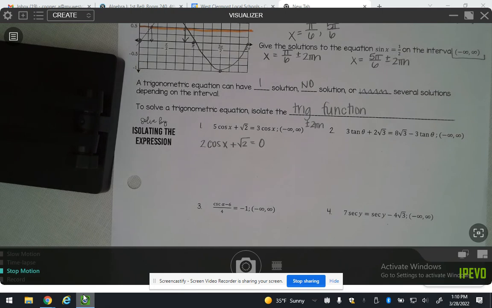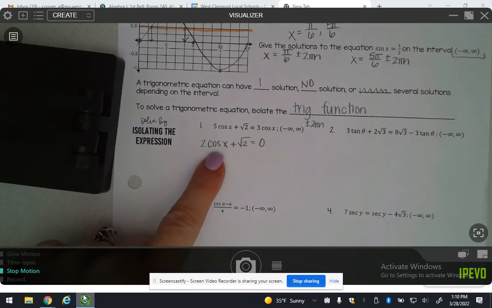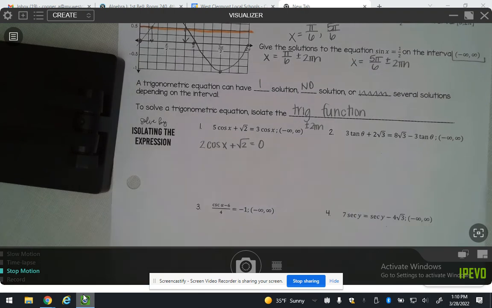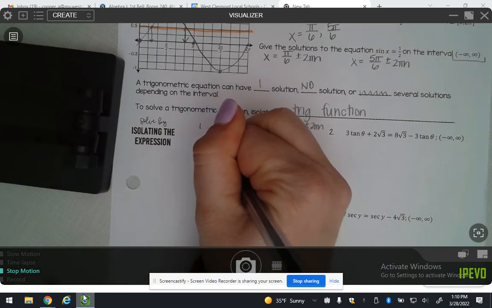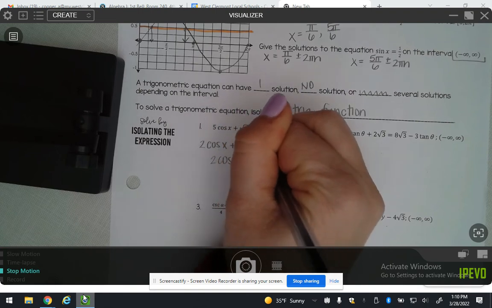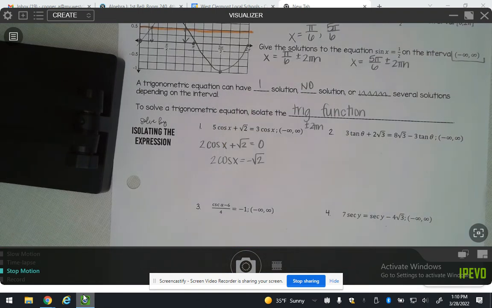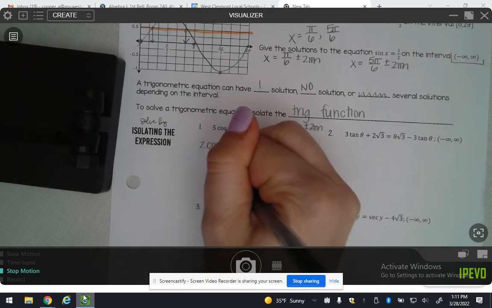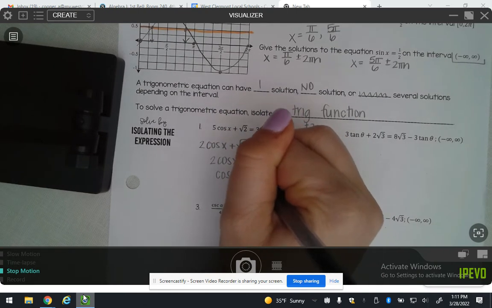I need to get cosine of x by itself. What's the first thing I need to do? Subtract radical 2, right? So now I have 2 cosine of x equals negative radical 2. I need to get cosine by itself. What's still attached to cosine? The 2. So how do I get rid of it? I'm going to divide by 2. So I now have the cosine of x equals negative radical 2 over 2.